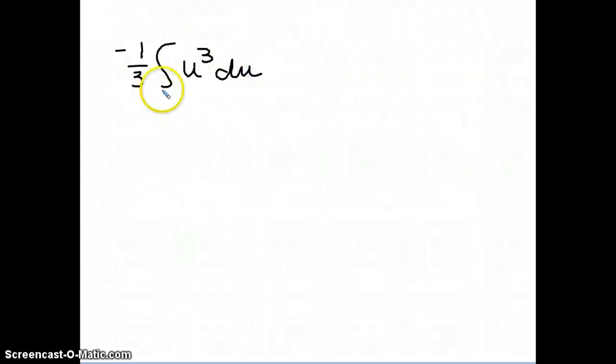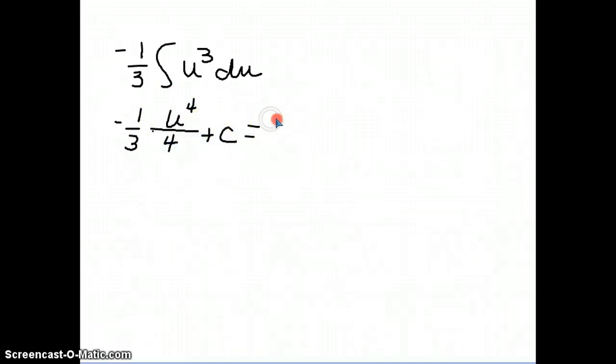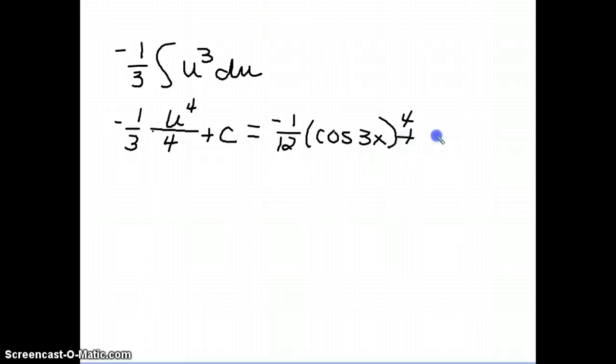So now I get negative 1/3 integral u cubed du. So now we're ready to integrate. This is an old one. I get negative 1/3 times u to the 1 higher over that 1 higher plus our c, and then we sub back in. So I get negative 1/12 times our cosine of 3x to the 4th power plus c.